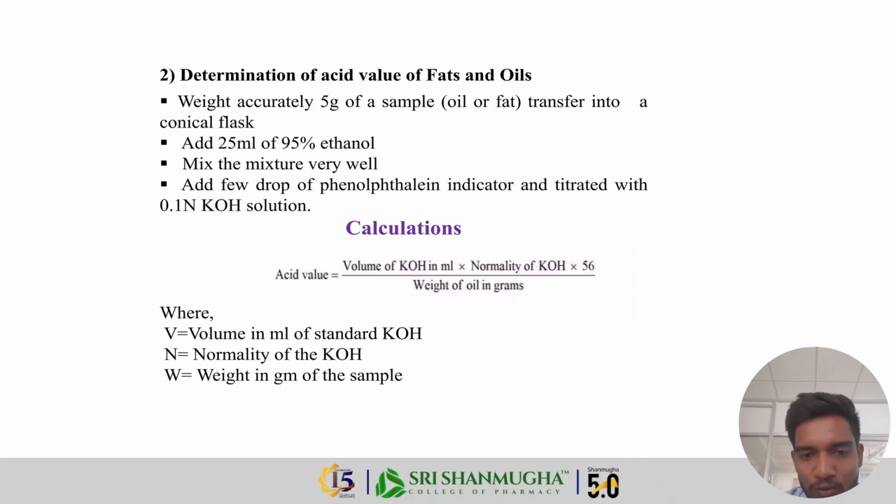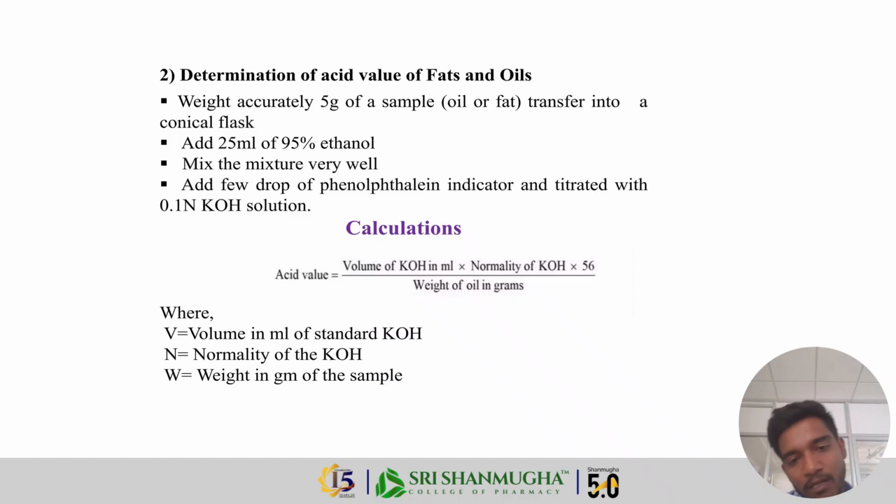Calculation: acid value equals volume of potassium hydroxide in ml into normality of potassium hydroxide into 56, divided by weight of oil in grams, where V is equal to volume in ml of standard potassium hydroxide, N equal to normality of potassium hydroxide, W equal to weight in gram of the sample. These are the calculations for determination of acid value of fats and oils.